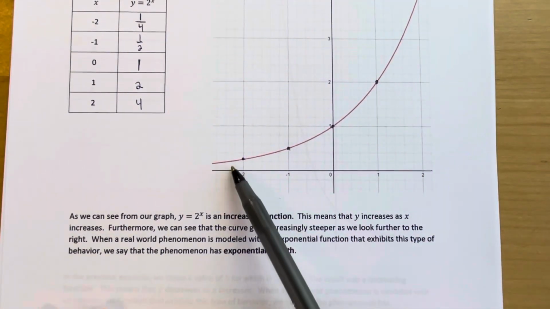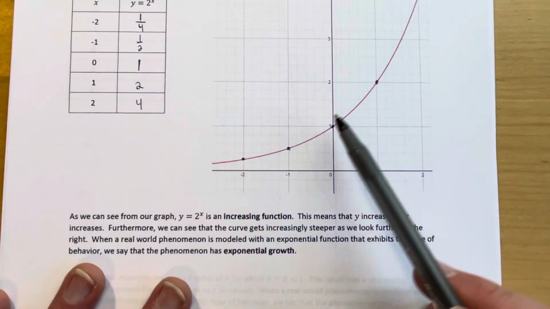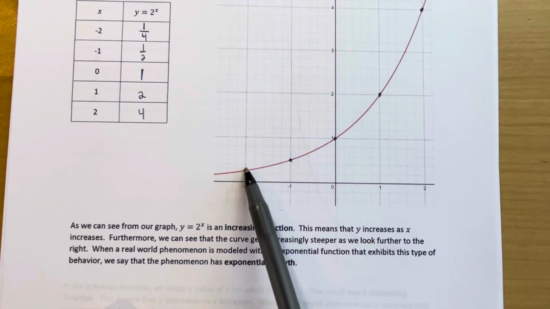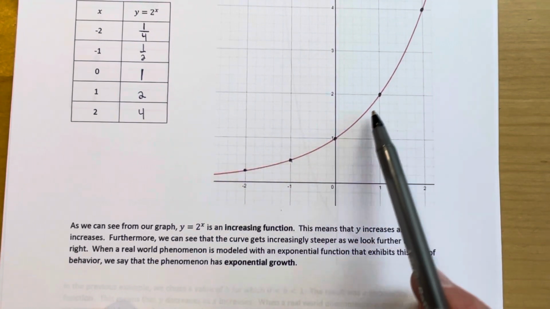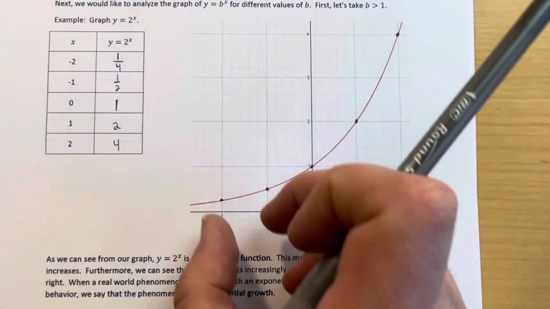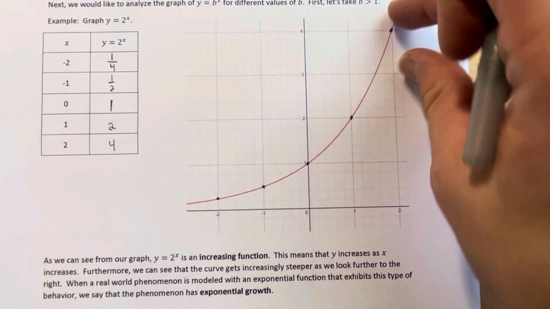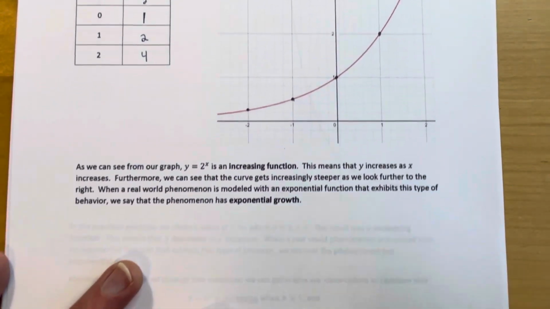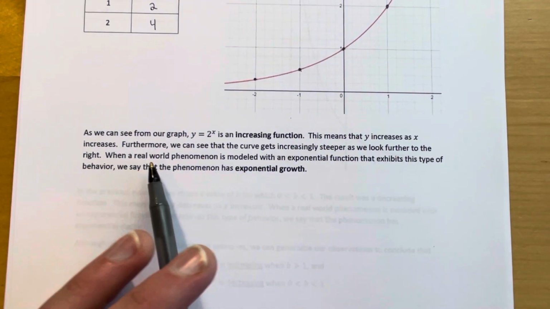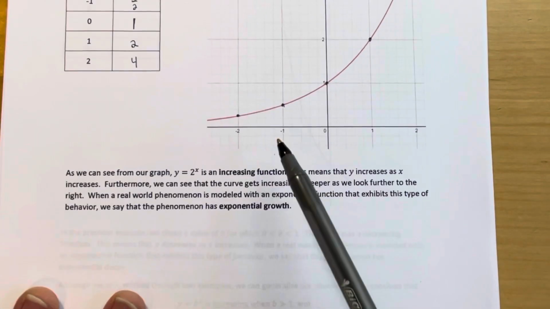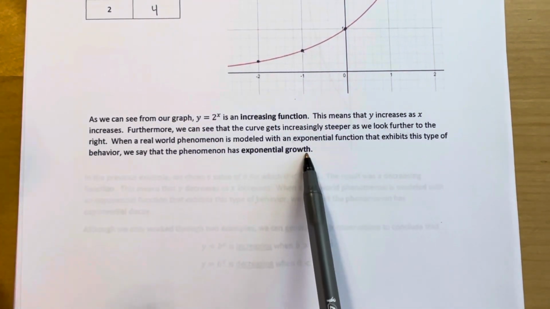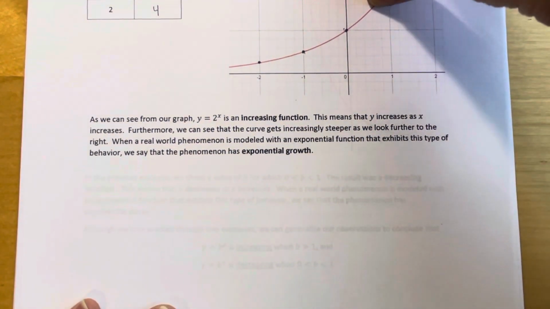Not only is it increasing, but the slope of this thing, if you think of this as the steepness, like a hill, starts off relatively not that steep here, but it looks like it's gradually getting steeper and steeper as we move towards the right. What we interpret that to mean is that this function is increasing at an increasing rate as x gets bigger and bigger. We'll make more sense of that later in the course as well. Anytime we want to model a real-world phenomenon with an exponential function that increases like this, we call that exponential growth. Okay, so that comes up a fair amount in this course.